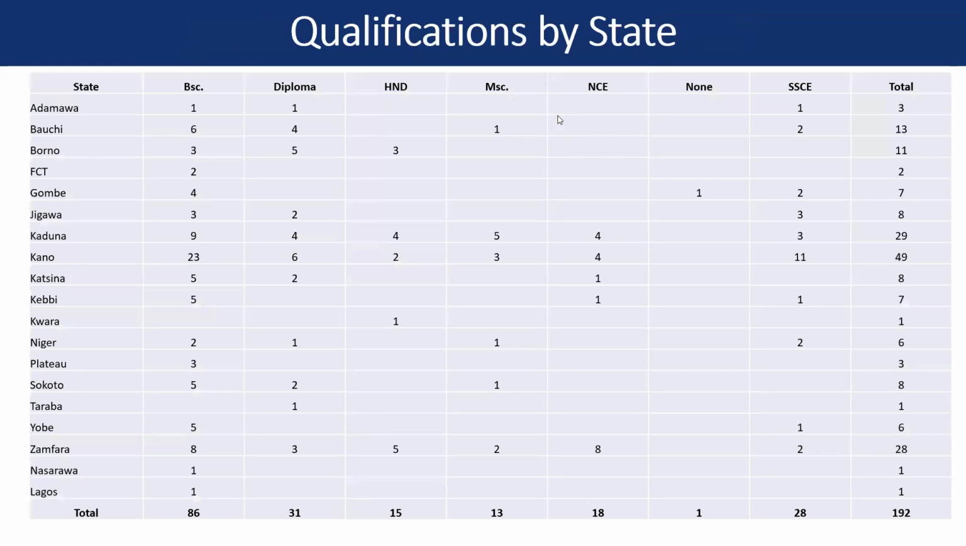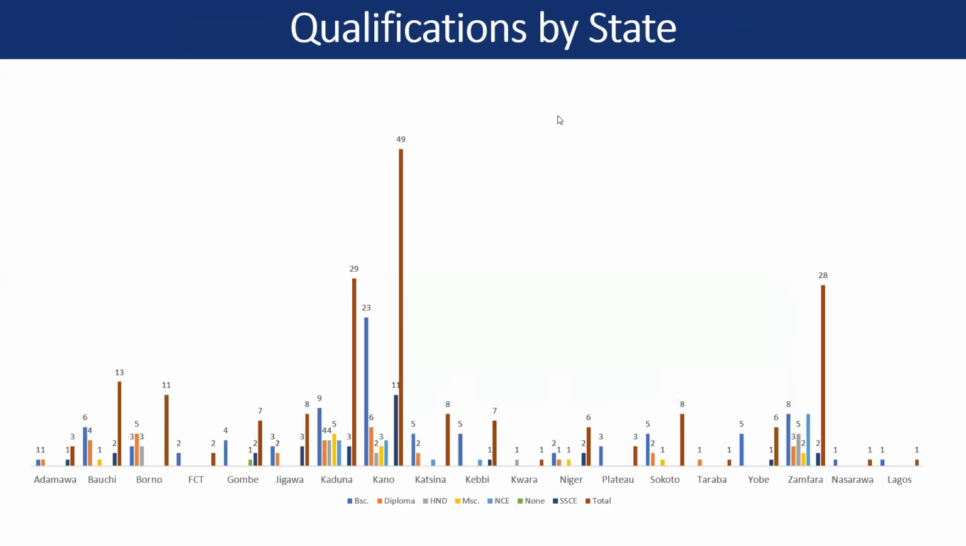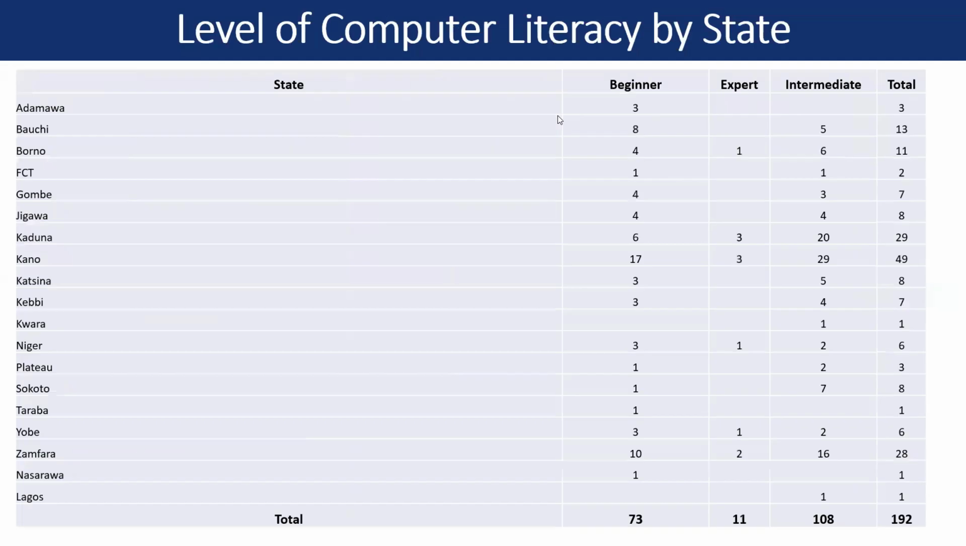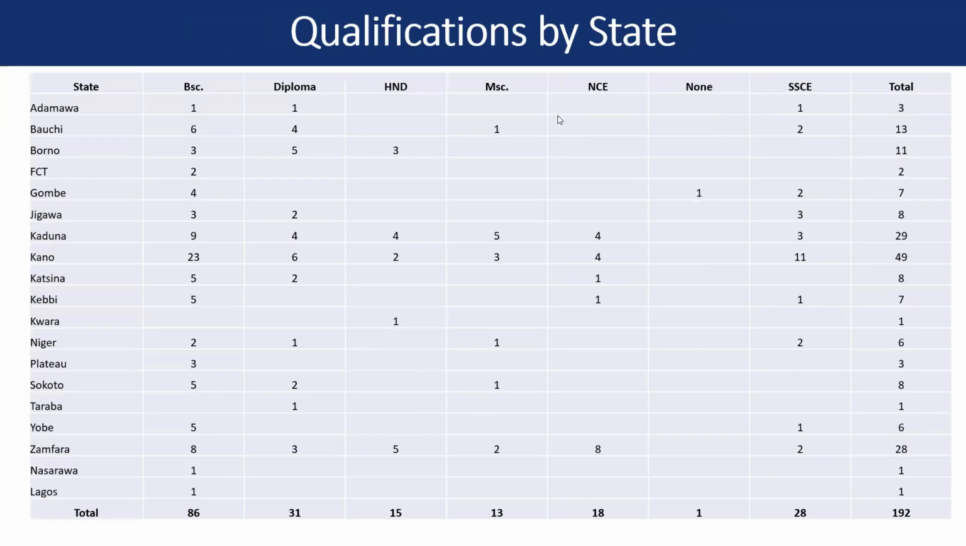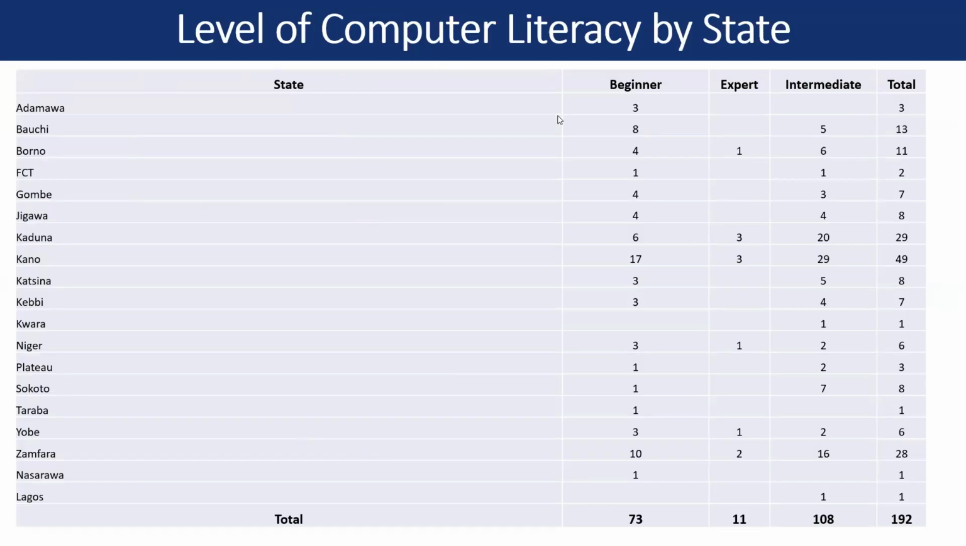So we have the qualification by state. It's just a table. You can just copy the table sometimes and show it in your report. And this qualification also by state: the BSc, diploma, HND, MSc, NCE, SSC, and whatever. This is how it looks like. So these are some samples on how you can use your graphs in your report, and you just keep explaining, and you just keep telling people what you have done so far.